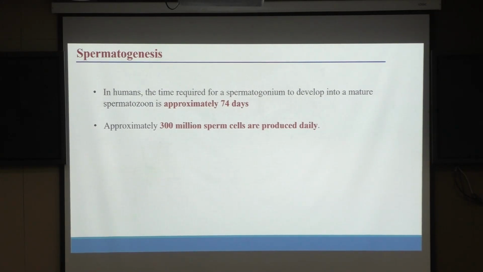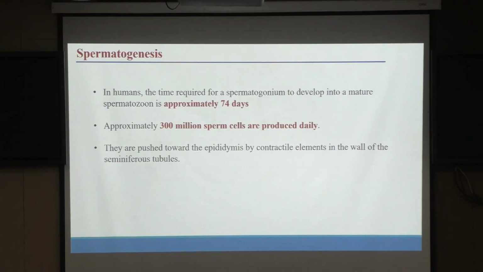Now, approximately 300 million sperm cells are produced daily. Just imagine how many type A spermatogonia there will be, type B, primary spermatocytes, secondary spermatocytes, which give rise to 300 million sperm cells.